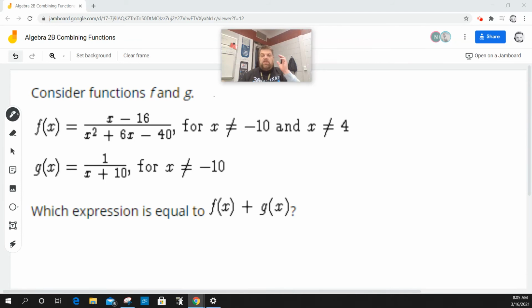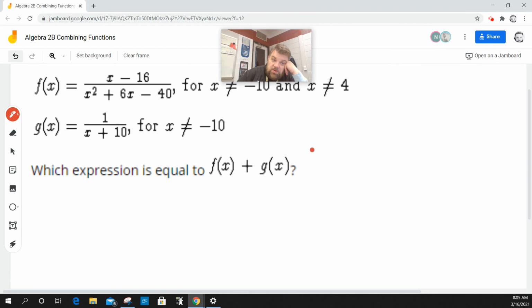All right, so for this one, I'm just going to add f of x plus g of x. The problem with that is that f of x, well, let me write it down first. So to do f of x plus g of x, f of x is x minus 16 all over x squared plus 6x minus 40.